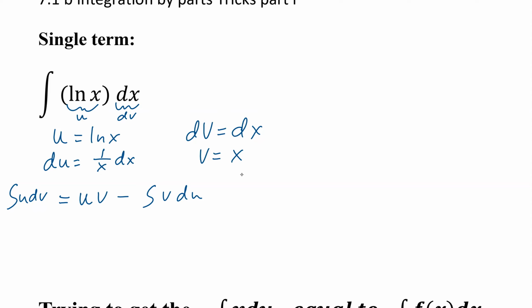And so now we just plug them in. Again, these two go first. So we end up with x ln of x minus the integral, and then the bottom two together. So that would be 1 over x and x. I'm going to write them in there just so we have it. Like that. And then they cancel.